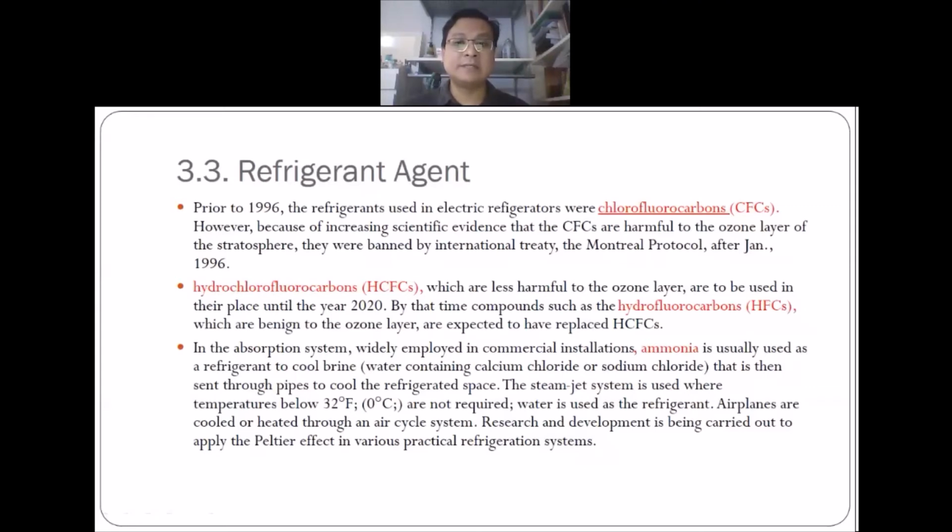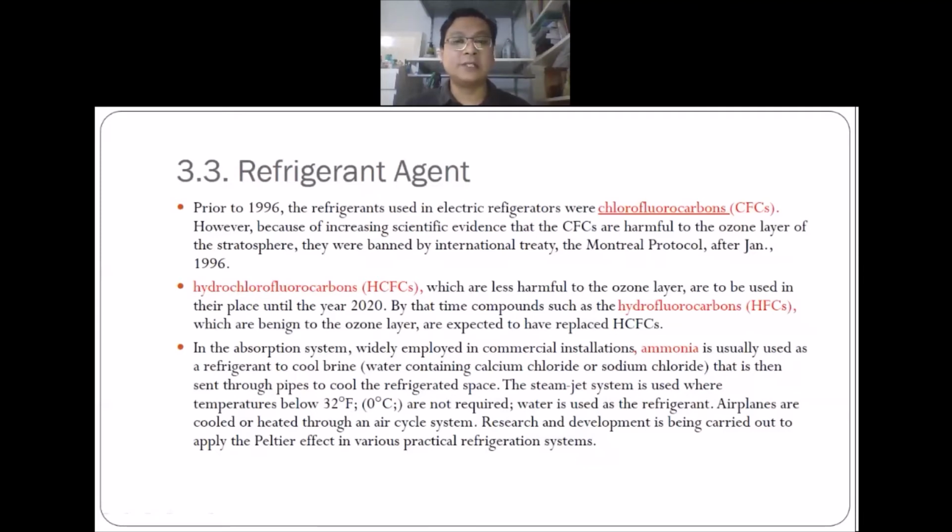The steam jet system is used where temperatures below 32 degrees Fahrenheit are not required. Water is used. The refrigerant plants are cooled or heated through an acid cycle system. Research and development is being carried out to apply the Peltier effect in various practical refrigeration systems. This is the history of the refrigerant agent, from CFC, HCFC, and then ammonia.